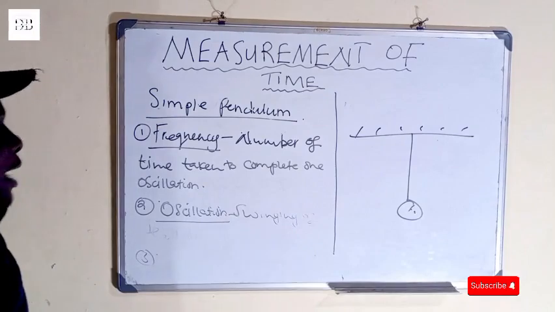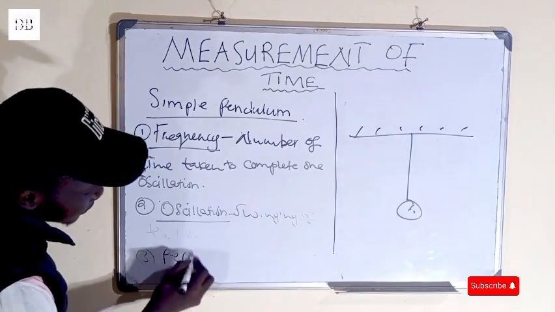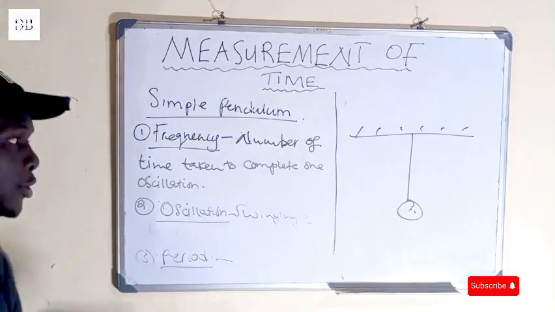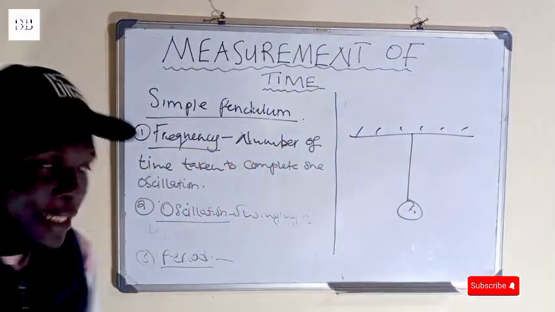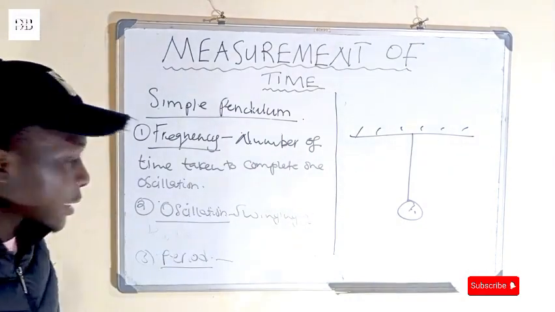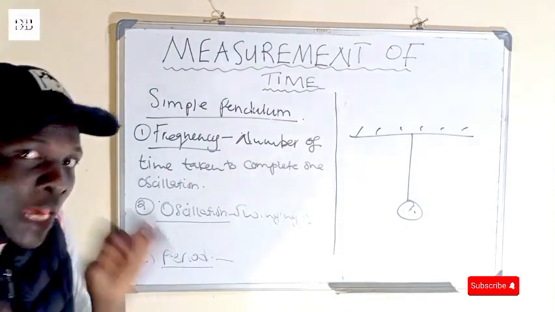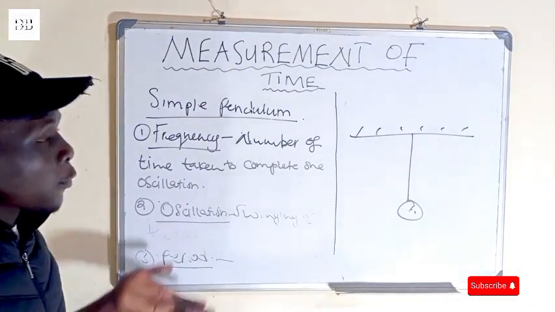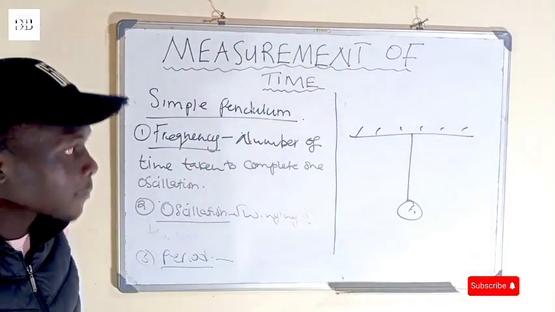Number three, we have period. Period means time. So period is the time taken for this bulb to complete one oscillation. Frequency is the number of times it swings, but period is the time taken. Period means time. A period of what? Of time. So period is the time taken for a bulb to make a complete oscillation, right?